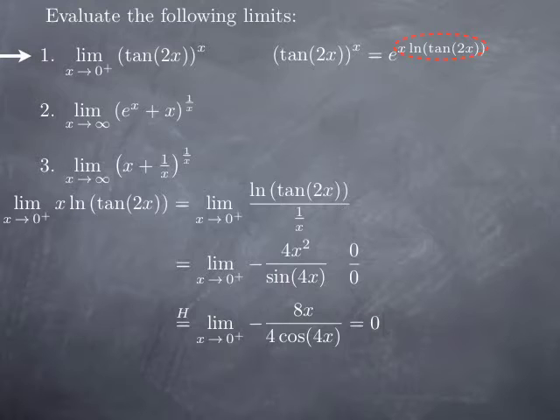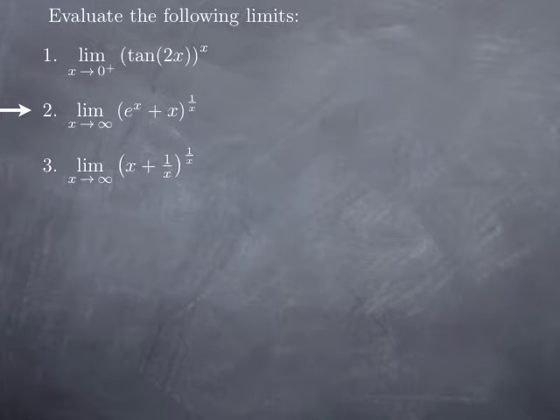Now this is not the limit that we are seeking, this is the limit of what we have in the red circle, in the red ellipse I should say. In other words, it's a limit of x ln of tangent of 2x, but what we want is a limit of tangent 2x to the x, and to get that we just need to plug in the limit that we have obtained for the exponent inside the exponential function. So in other words, we get for the limit e to the 0, because 0 is the limit of x ln of tangent 2x, and e to the 0 in this case is 1. So 1 is the limit of tangent 2x to the x at 0 from the right.